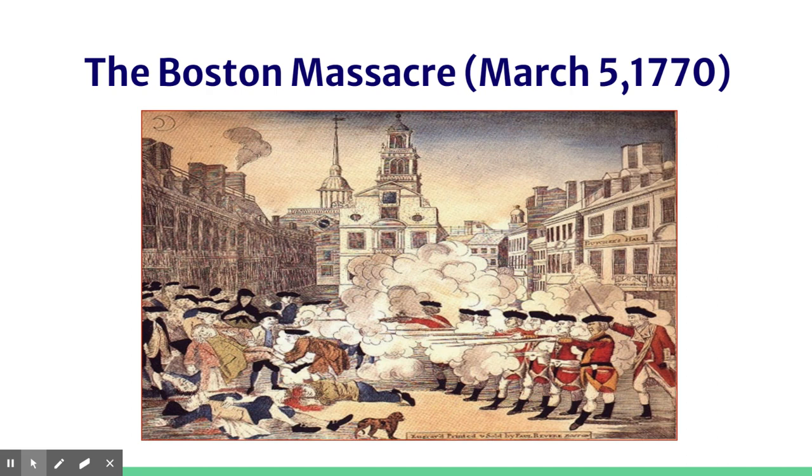They're all put on trial for murder, and they were acquitted. John Adams was their representation, and he got them all acquitted.